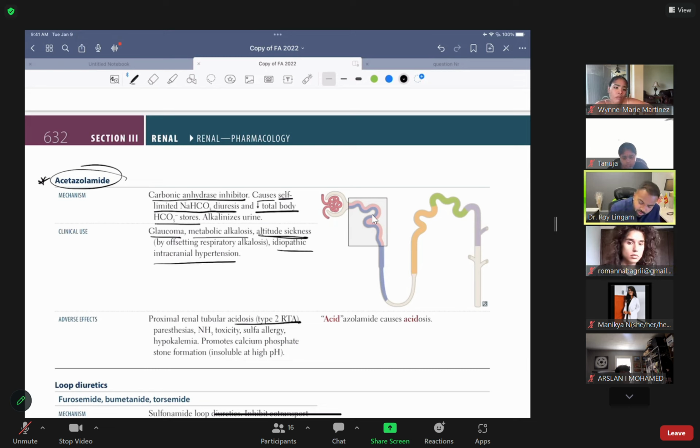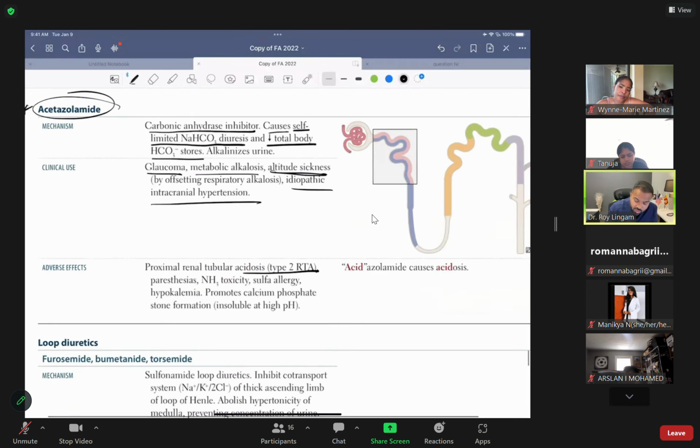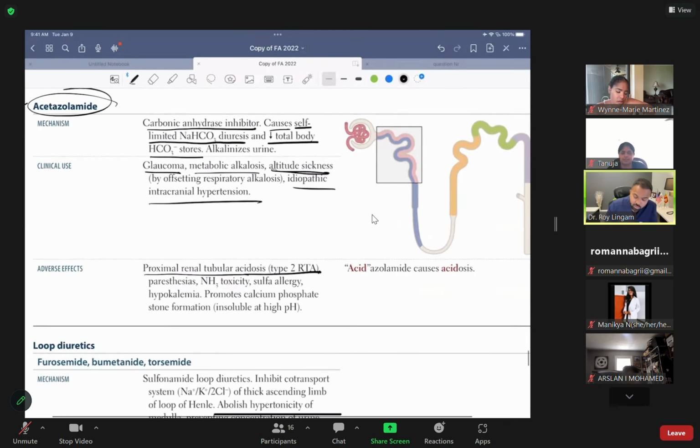And then we could also give it for idiopathic intracranial hypertension. We will talk about that in neurology. Basically, pressure is high inside the brain, so we could help to get the fluid out, okay? Now, this can cause proximal tubular acidosis, as we expect. This is also a sulfur drug, so if people are allergic to sulfur, you cannot give this.